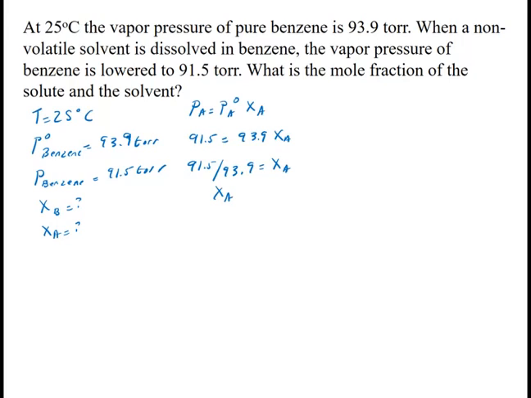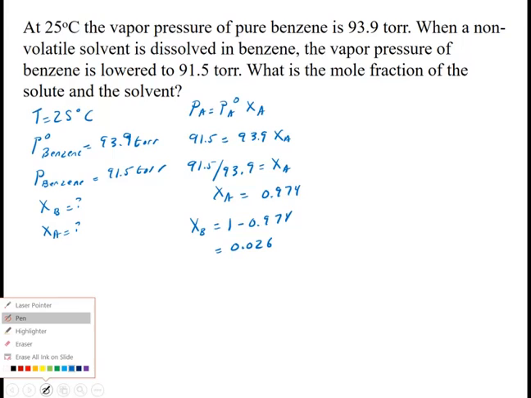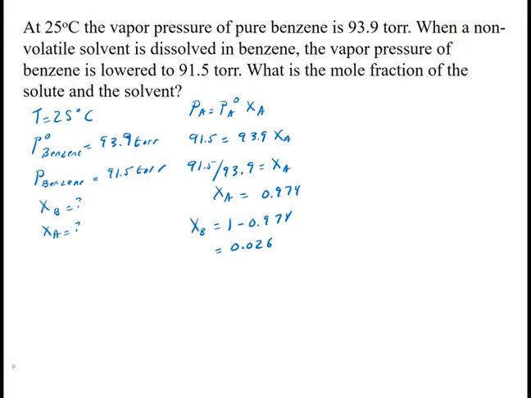So the mole fraction of A is 0.974. And then the mole fraction of B, the solute, is simply 1 minus the 0.974. And that would be 0.026. And there's no units for mole fraction. Another way that you can do this is this way, which is an equivalent, and so it doesn't matter which way you do it.